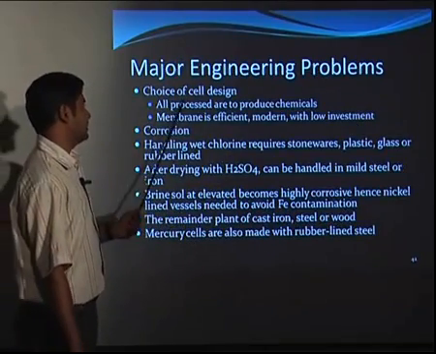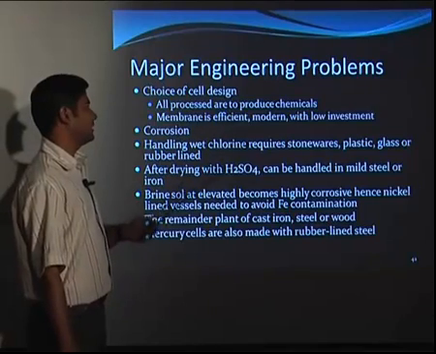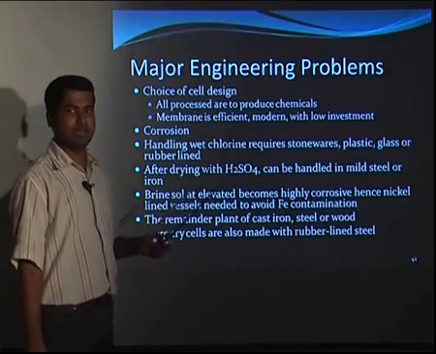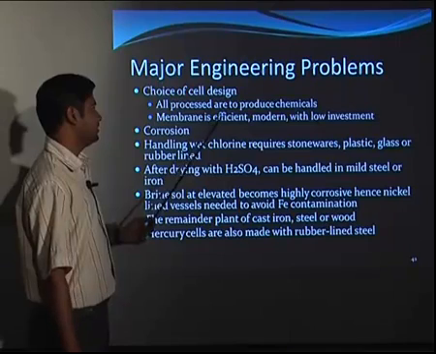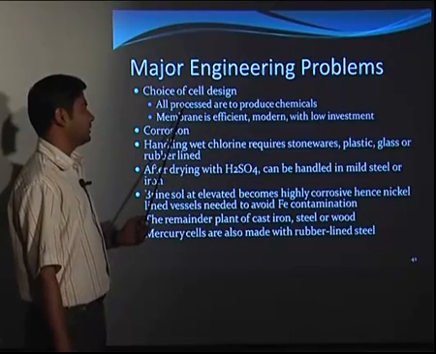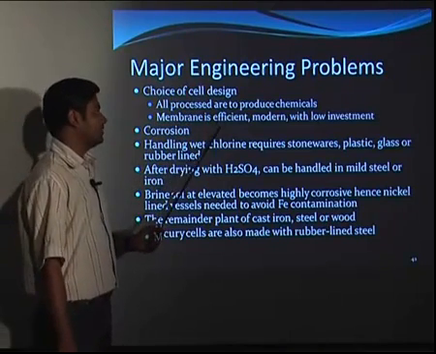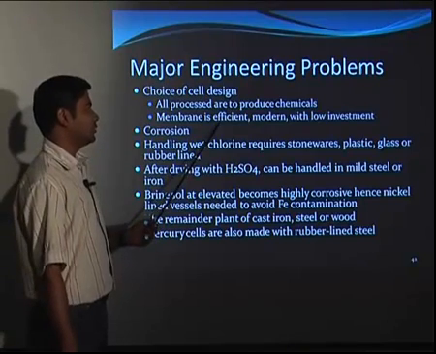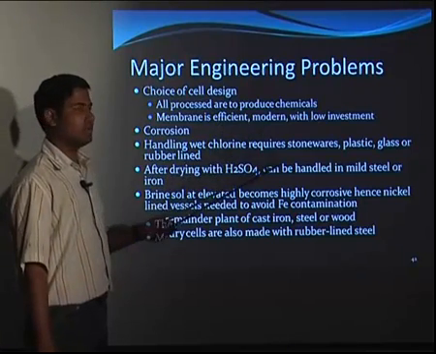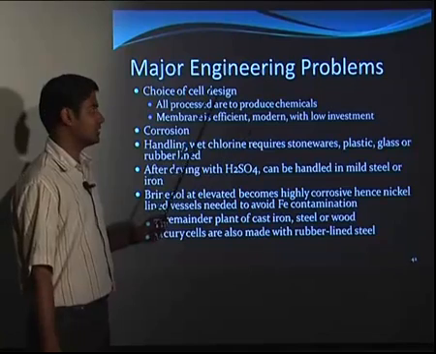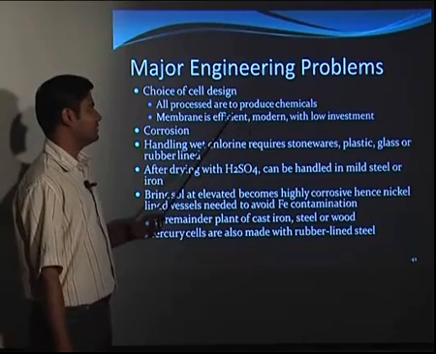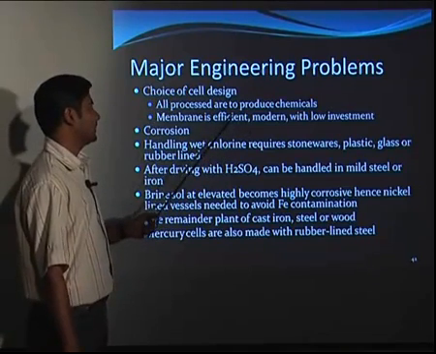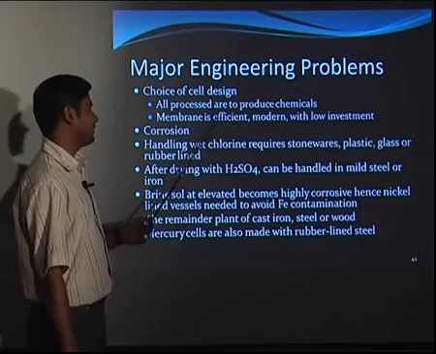In this one, the major engineering problem is the choice of cell design. We have already seen the diaphragm, mercury and membrane cells. All these processes produce the chemicals, but the membrane cell is found to be very efficient, modern, with low investment and also low electricity consumption. So we can use that for caustic soda and chlorine manufacturing.